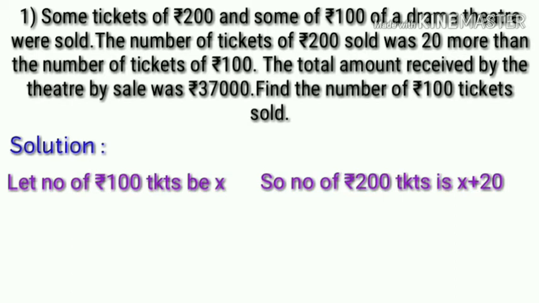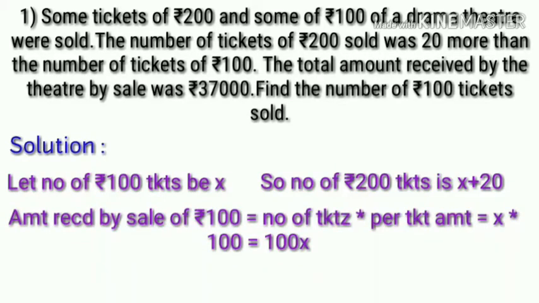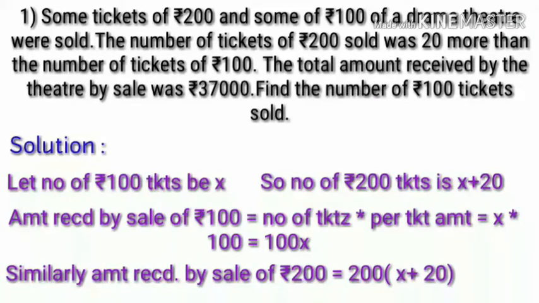So let's find the amount received by the sale of rupee 100 tickets, and also the amount received by the sale of rupee 200 tickets. When you add them, the total that you get would be 37,000. The amount received by the sale of 100 rupee tickets would be number of tickets into per ticket amount. So that is equal to X into 100, which is equal to 100X. Similarly, the amount received by the sale of rupee 200 tickets would be 200 into the total number of 200 tickets, X plus 20. So it will be 200 bracket X plus 20.